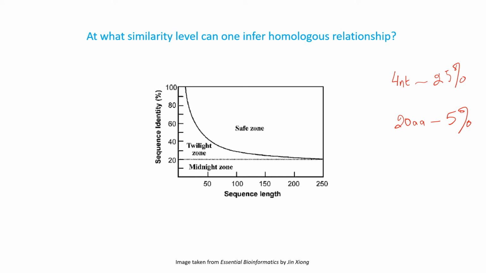Okay, so with this graph we can see that if we increase the sequence length, we can decrease the threshold of sequence identity. But if the sequence length is less, like 50 residues, then the sequence identity threshold should be more. So this is how we can infer homologous relationship.